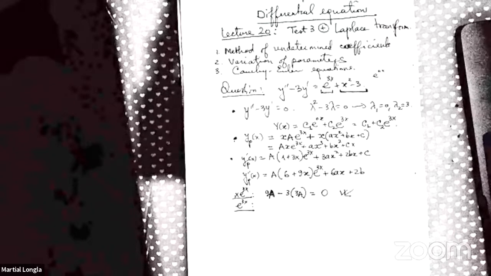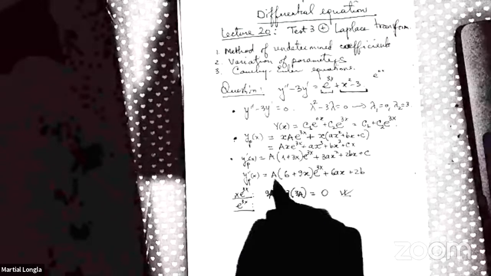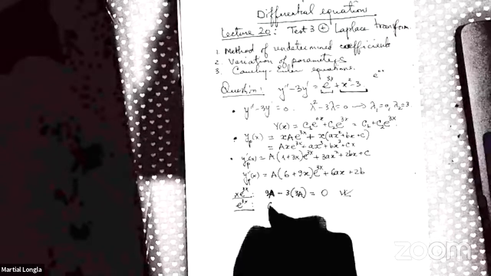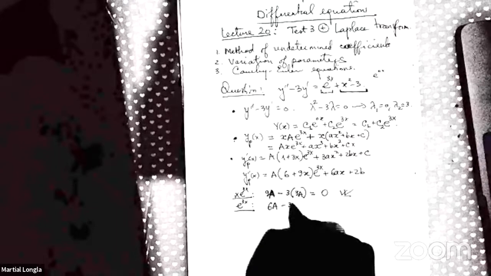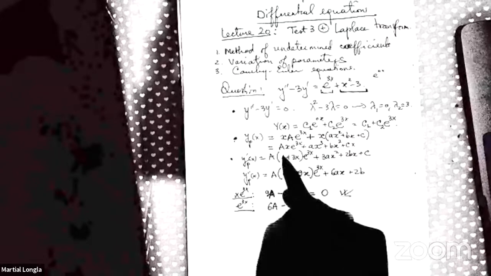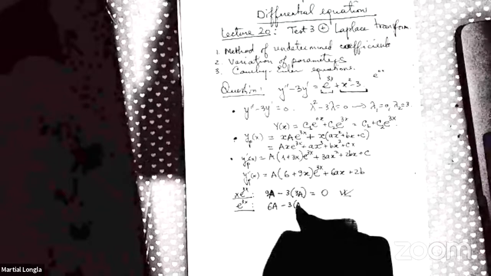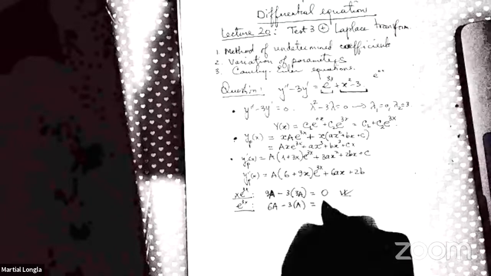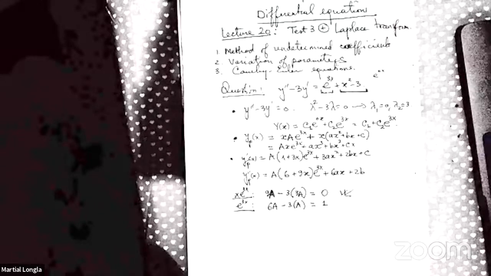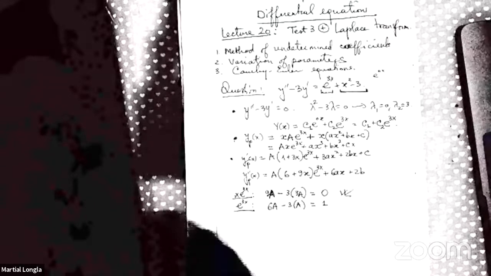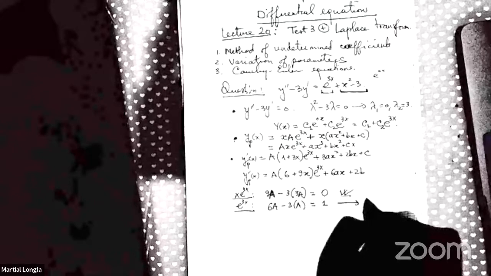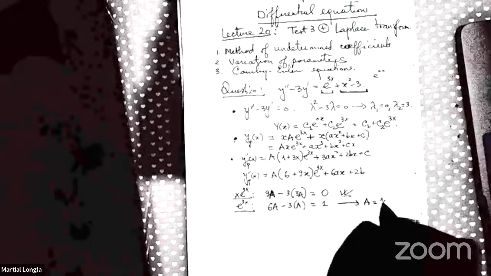Now I go to e to the 3x and I collect also. So that's 6a minus 3. And then I go to the derivative, that is a, equals, and I go to the right-hand side of the equation, that's 1. So you got 6a minus 3a equals 1, and that leads to a equals 1/3.